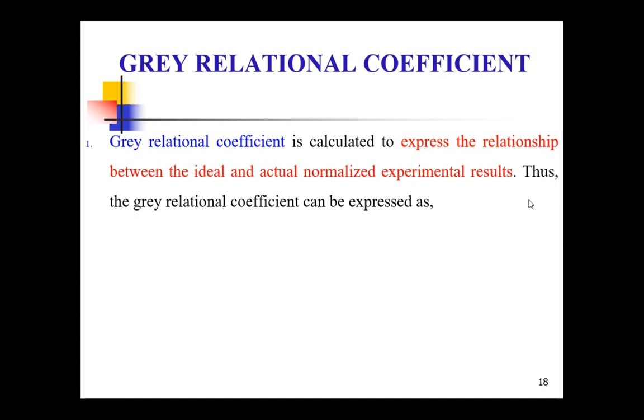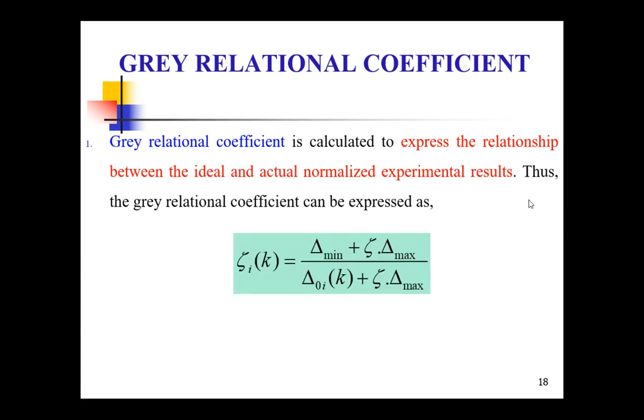express in terms of this gray relational coefficient, for which the formula that we are going to use is del min plus epsilon del max divided by del 0 i of k, that is the individual value, plus epsilon del max. In normalizing sequence, we convert all the values to between 0 and 1. So del max is nothing but 1, our ideal value, and del min is 0. And the value of epsilon, the distribution factor, is 0.5. So del 0 i of k is the individual deviation sequence value.